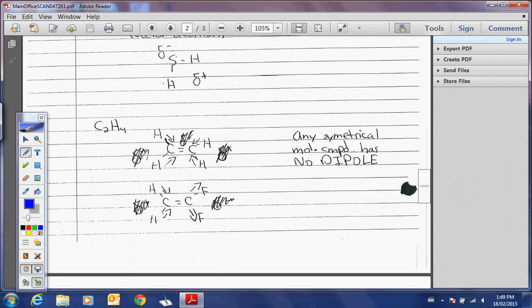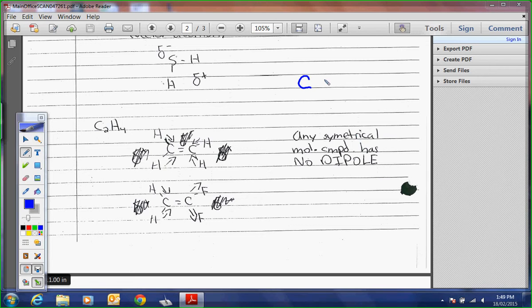So here we go with C2H4 then. So if you have C double bond C, H, H, H, H. What shape is it around the carbons? Trigonal planar. Everybody okay with that? Trigonal planar. So on this bond, the slider is going to move towards the carbon, because carbon has a higher electronegativity than hydrogen. So that slider is going to move this way. This slider is going to move this way. What about this one? This slider is going to move this way. This slider is going to move this way.